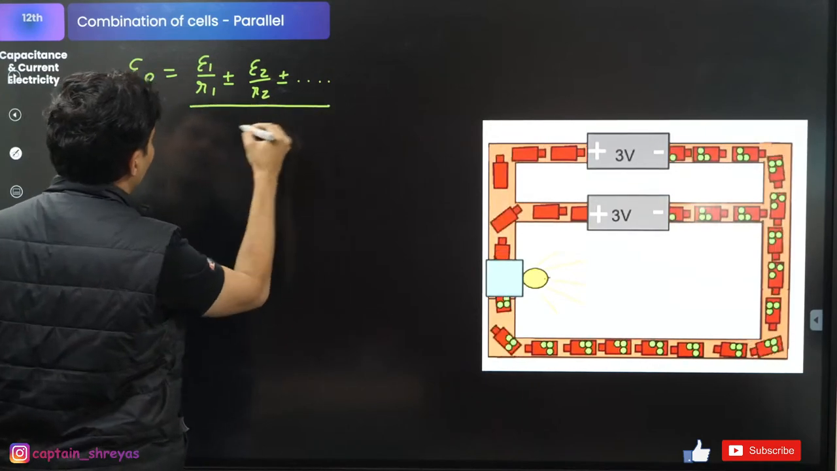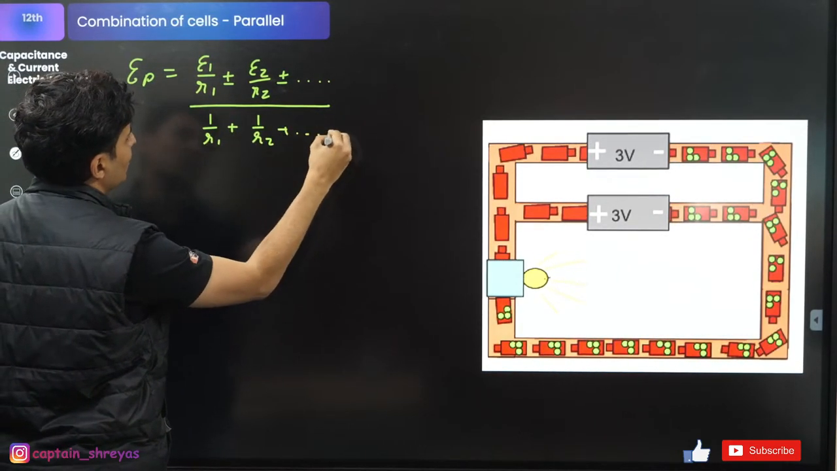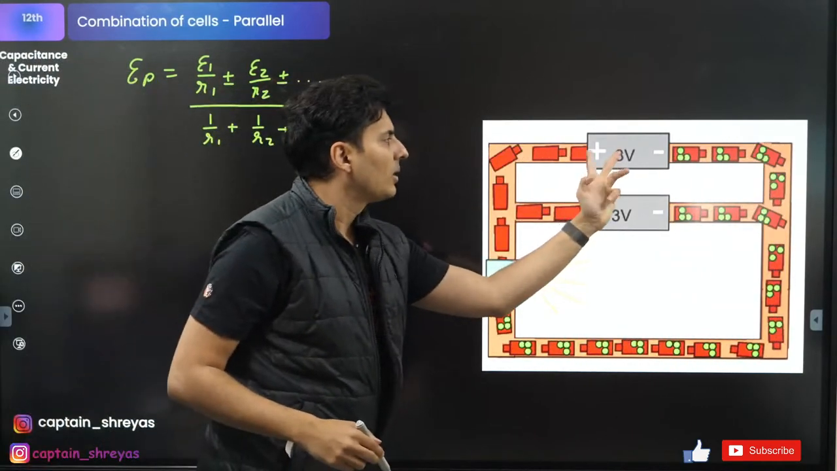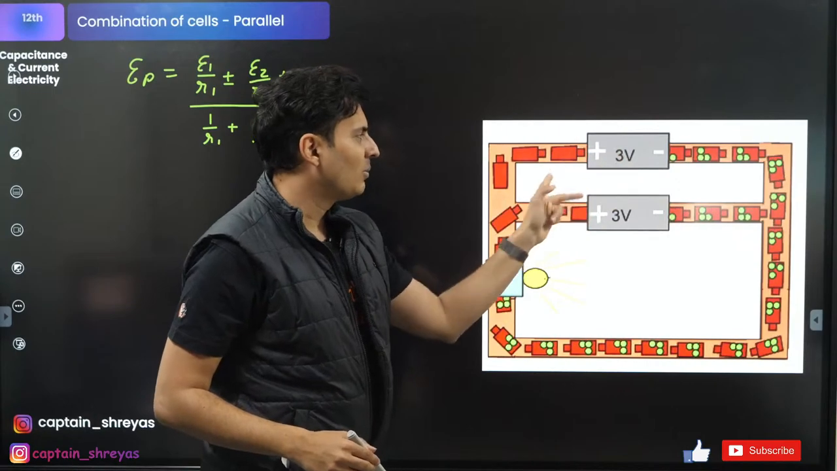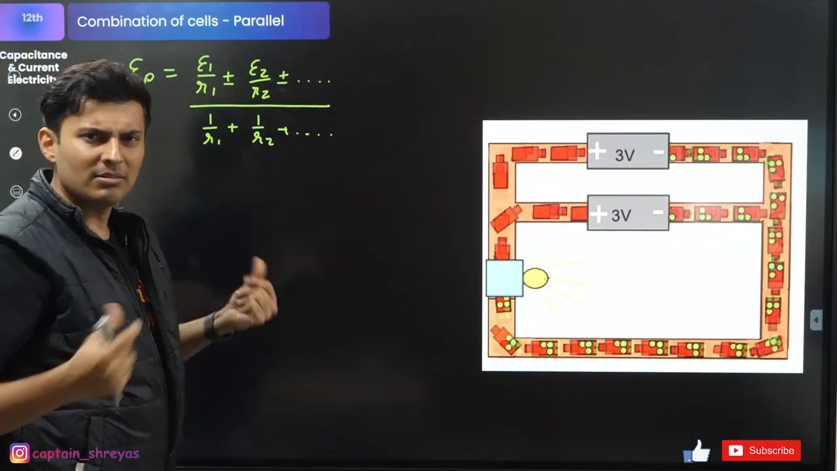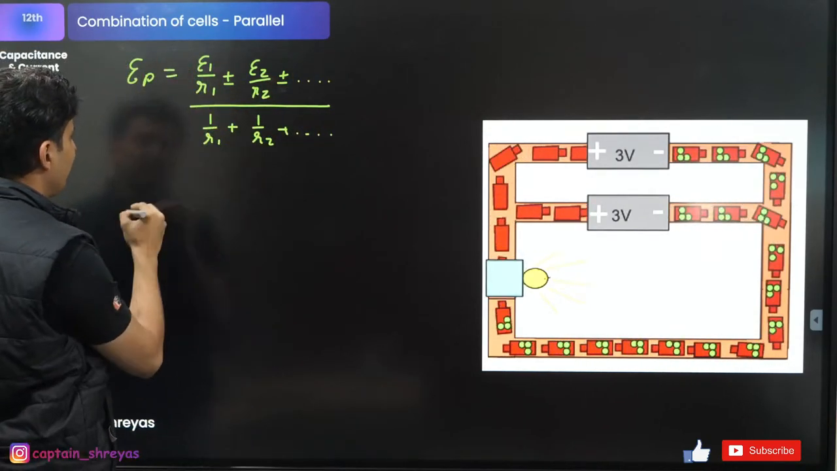The whole thing divided by 1 by R1 plus 1 by R2 plus so on and so forth. There is no plus minus here. There is only plus minus here because what if you reverse the polarities? If you reverse the polarity, then you have to take the minus sign. If all are in the same direction, then you just put plus, plus, plus, plus, plus, plus, plus. So this is a formula for EMF in parallel.